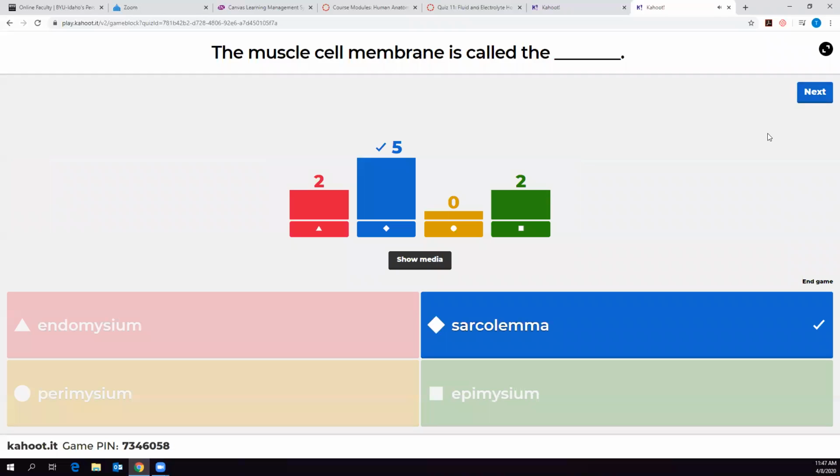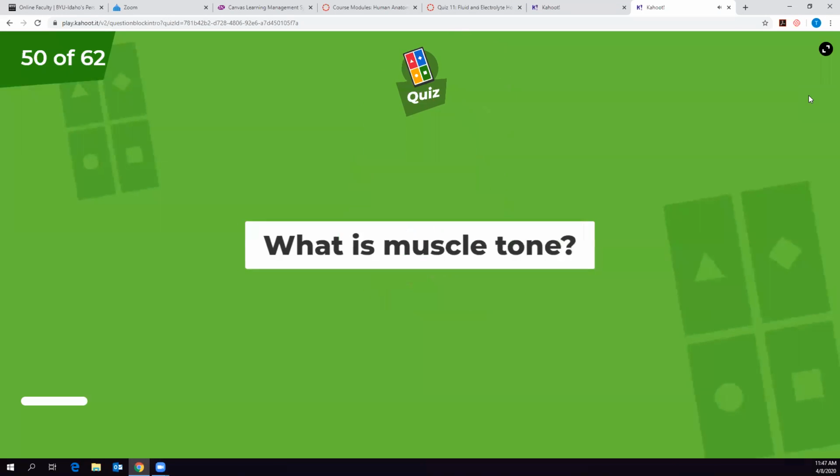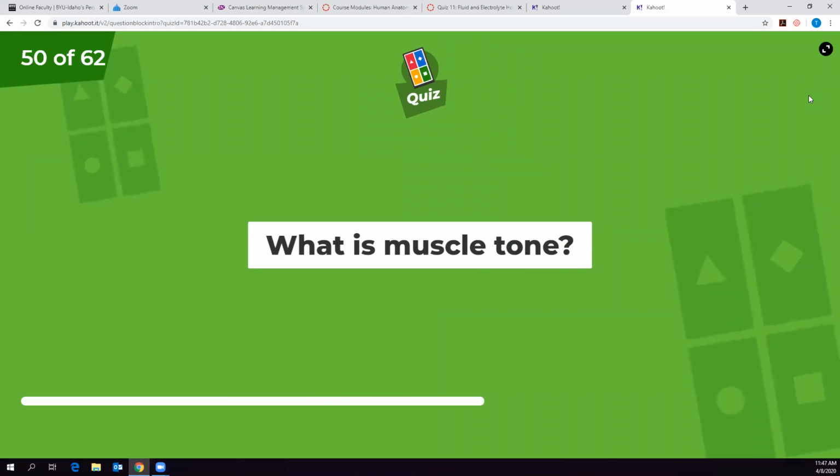It is the sarcolemma. All of these others are connective tissue coverings, but the only one that's a cell membrane is the sarcolemma. All righty. Okay, what is muscle tone?